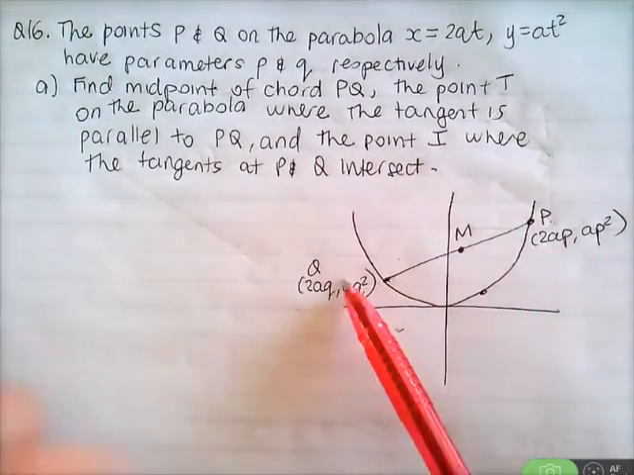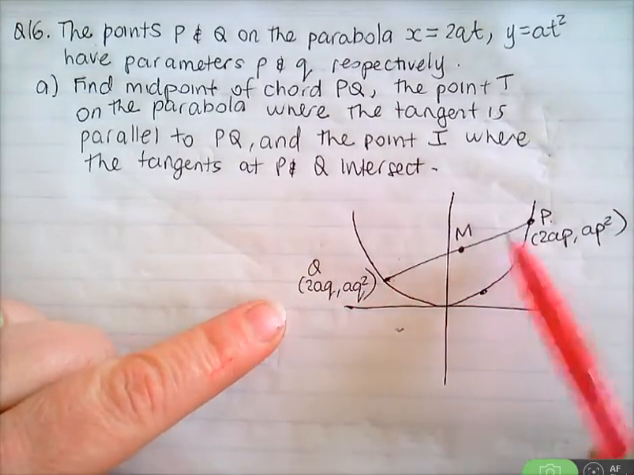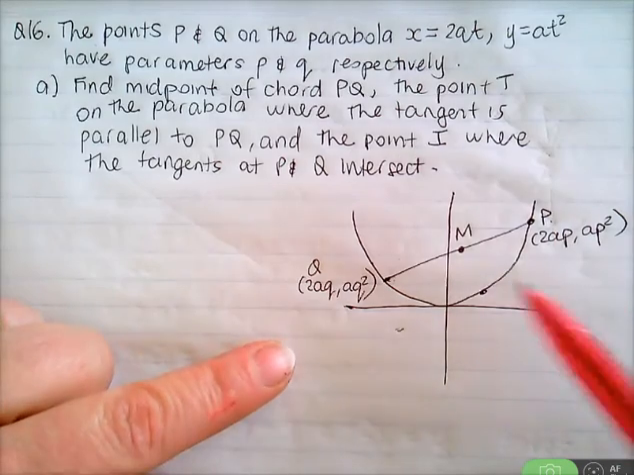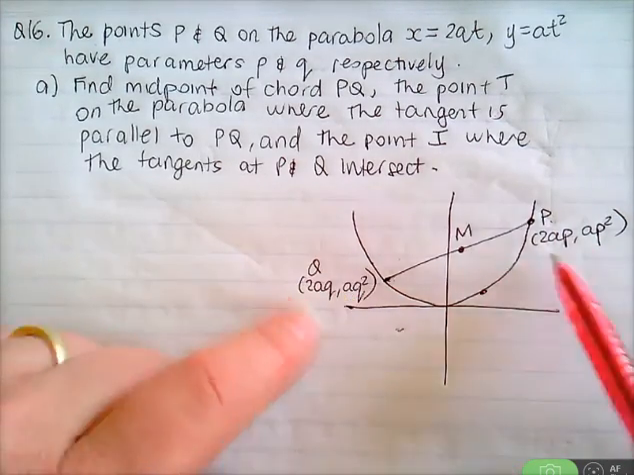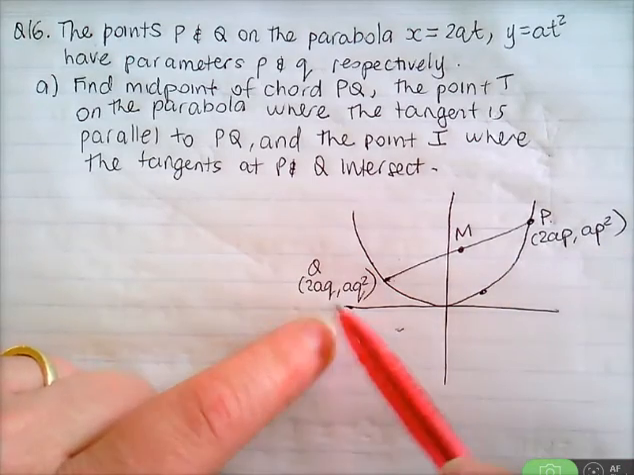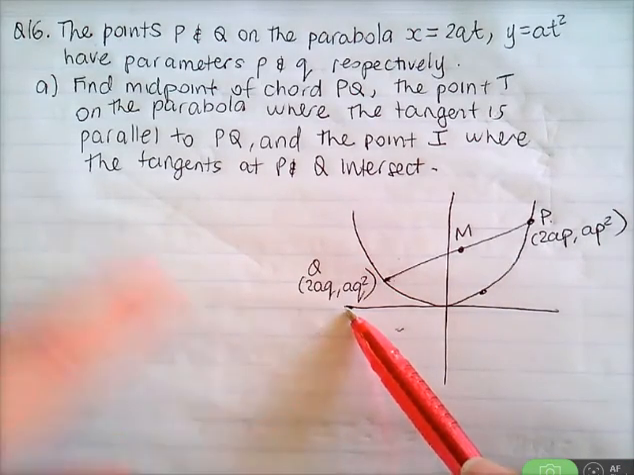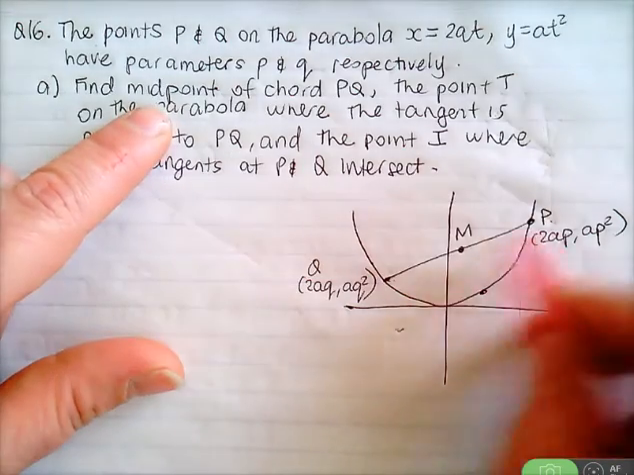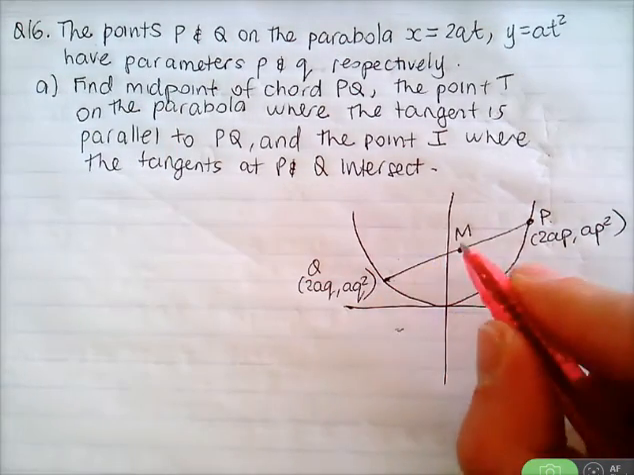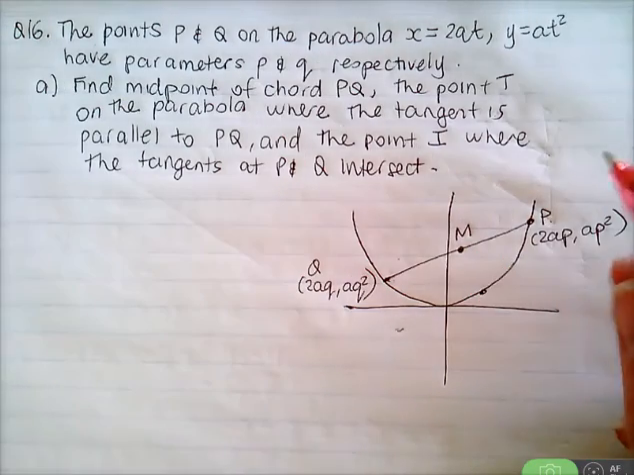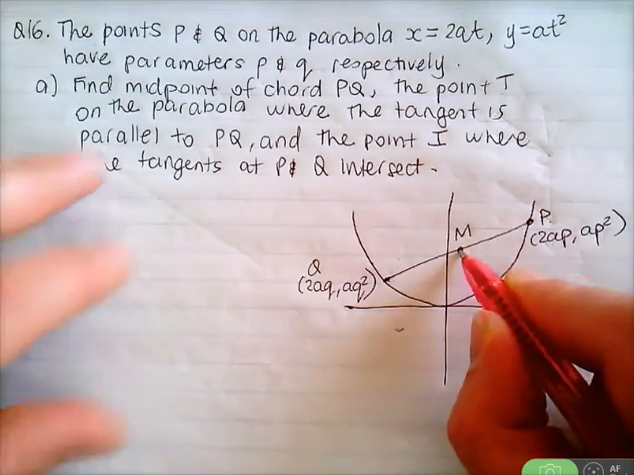So, P and Q are points on the parabola, x equals 2at, y equals at squared, where P and Q have parameters p and q respectively. So we've got 2ap, ap squared, 2aq, aq squared. It says find the midpoint of chord PQ. So please do not put it on the axis because it will make you start substituting x is 0 when it's not. So M is the midpoint.